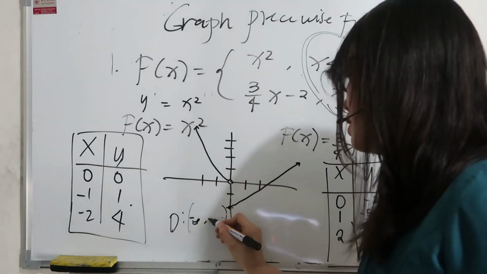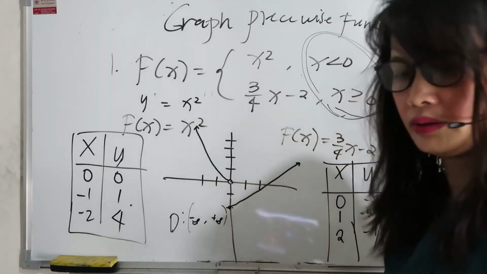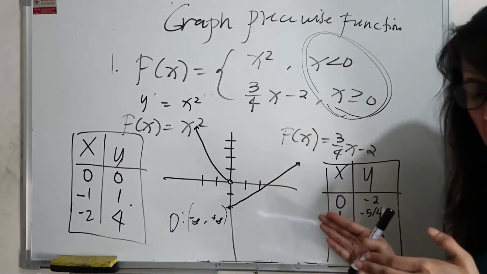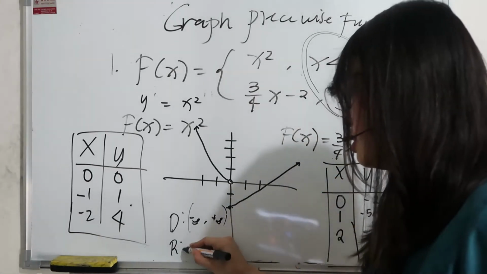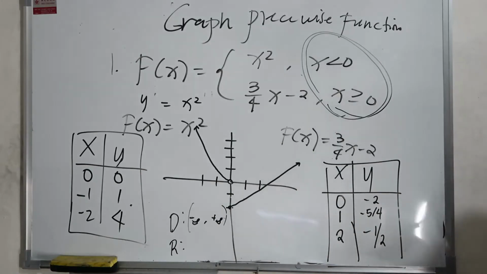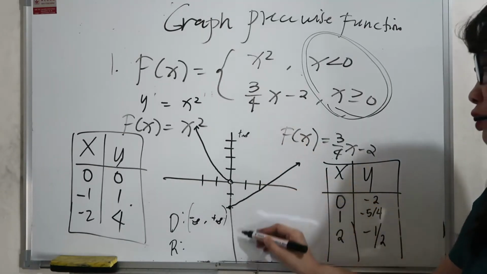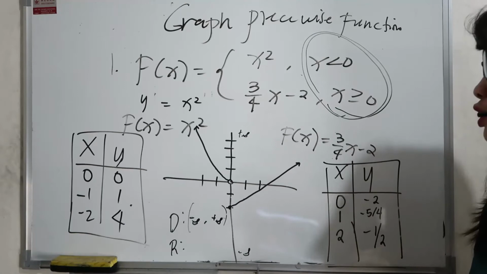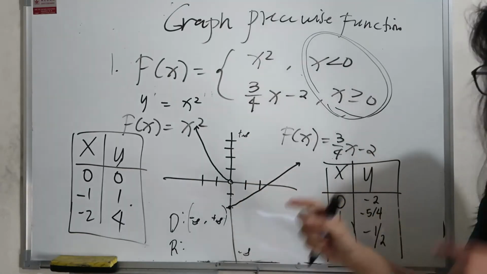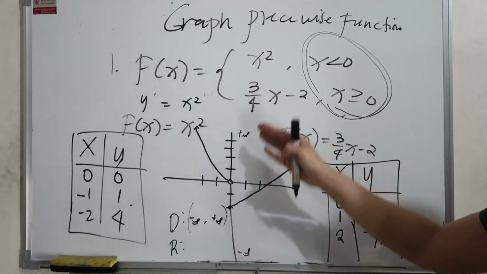So negative infinity to positive infinity. Okay. So that is your domain. What about the range? Okay. So for the range, you need to select the lowest value of y. Okay. So we have positive infinity going to the negative infinity. Okay. So y values. So what is the lowest value of y in this particular example?